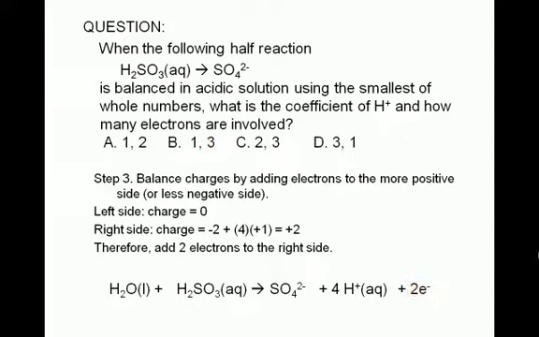Another way we could have determined the number of electrons involved is by figuring out the oxidation numbers. If we do, we'll find that the element that changed oxidation number is sulfur. The oxidation number of sulfur in sulfurous acid is plus 4, and its oxidation number in sulfate is plus 6. The oxidation number of sulfur increased from plus 4 to plus 6. That's an increase of 2. It's as if it lost 2 electrons. When electrons are lost, they are shown on the right side of the balanced half reaction.